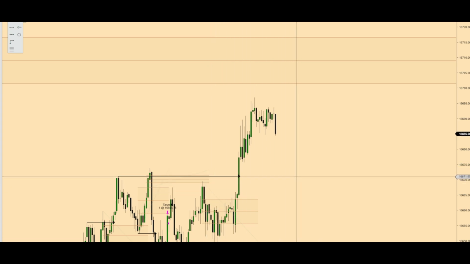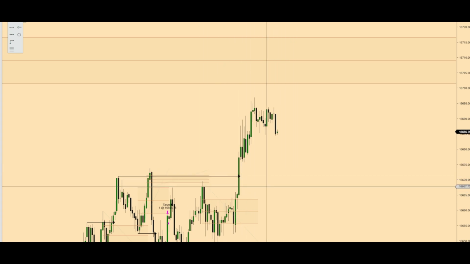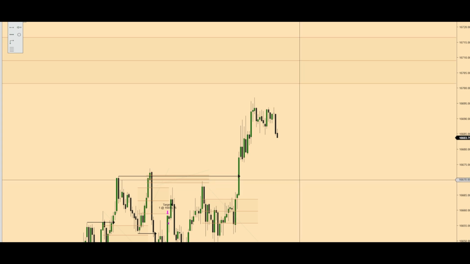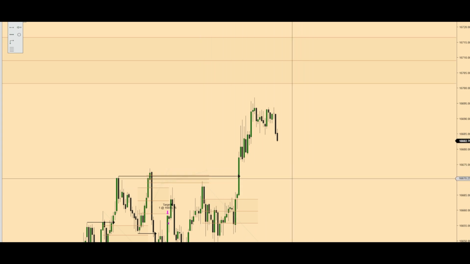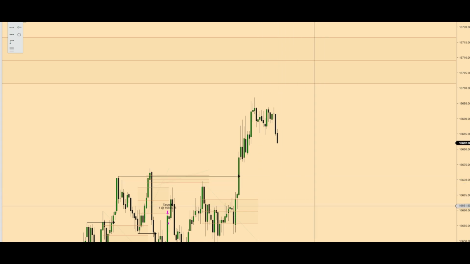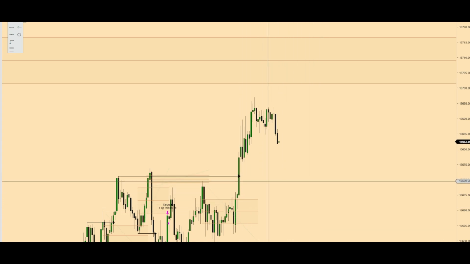This imbalance, I haven't been paying attention to imbalances because Dave doesn't use them anymore. He was like, just ignore them, but I know some people still use them. First imbalance often takes the high or low. So we'll see if that plays out. I'm not going to trade it though.